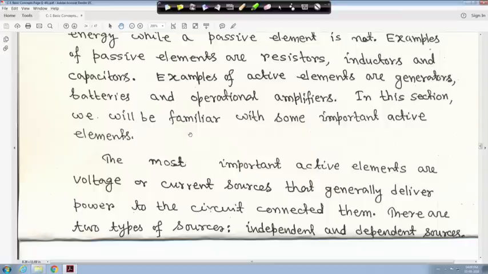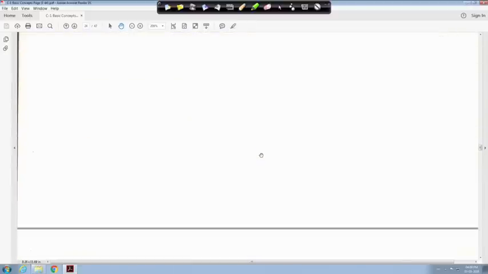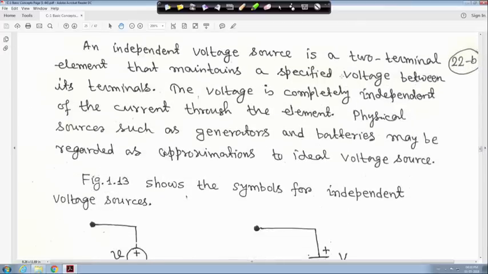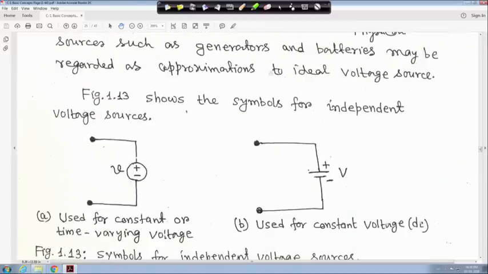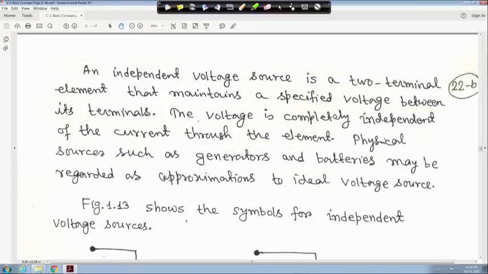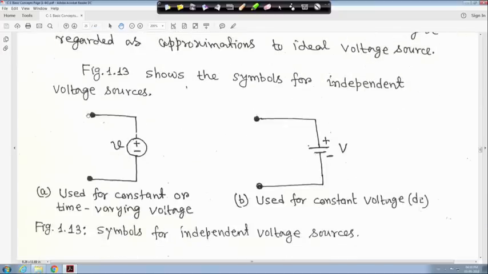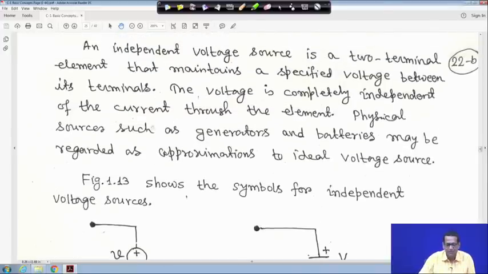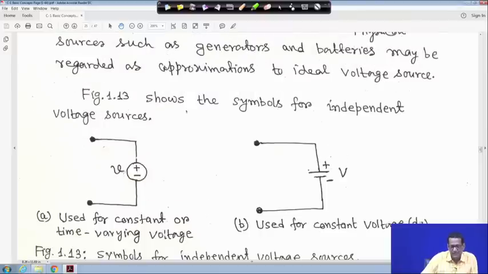So, there are two types of sources, independent and dependent sources. We will consider both here, although in the introduction video I said only independent; later I realized both will be considered. An independent voltage source is basically a two terminal element. For example, this is a voltage source, a two terminal element, and I will come to the symbol later. It maintains a specified voltage between these two terminals. This voltage is completely independent of the current, or of the voltage of some other parts of the circuit.